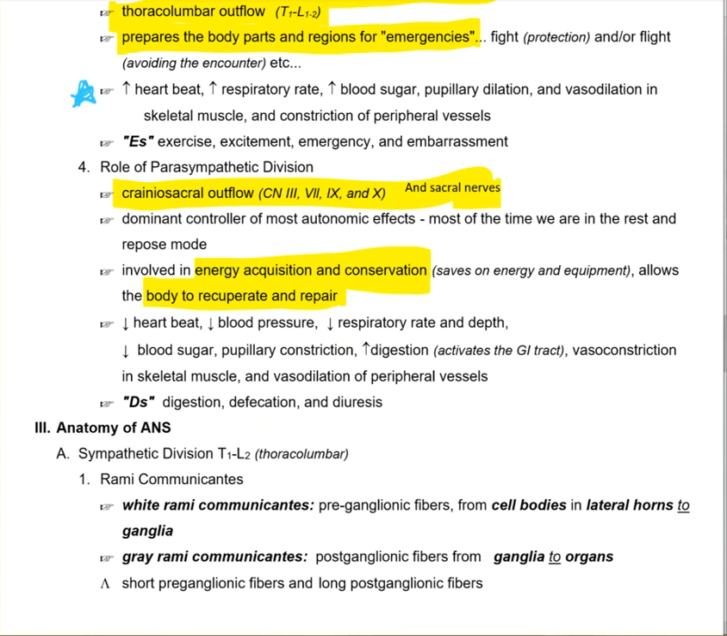So this is going to be the opposite of everything I just said. The heartbeat is going to go down. Blood pressure is going to go down. Respiratory rate and depth will drop. Blood sugars will go away into our body cells. We'll constrict our pupils to get less light in so we can relax and maybe go to sleep. But we will increase digestion, right? We also increase our urinary system.